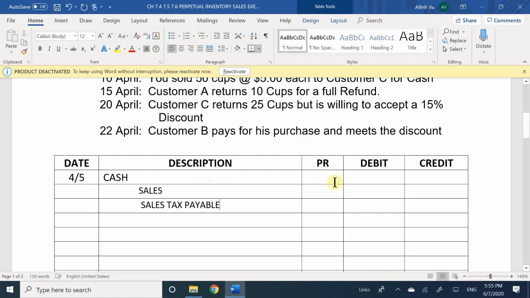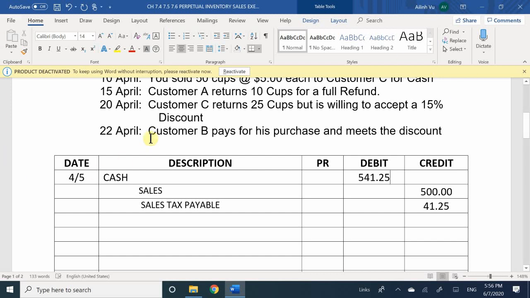All right. So let's go ahead and calculate this. We sold 100 items at $5 each, giving us a total of $500 for our sales. We're going to take that number and multiply it by 8.25%, and we're going to get $41.25, giving us a grand total of $541.25. Okay.